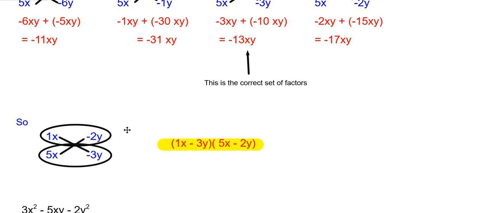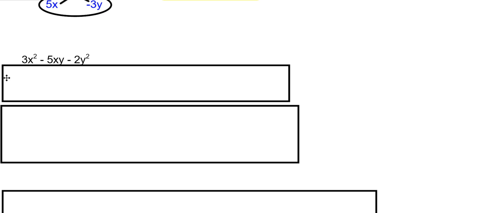I'm going to draw my circles, and it's going to give me an answer of 1x minus 3y times 5x minus 2y. Remember, when you are factoring trinomials, you can always use the distribution property. You can multiply it out, combine like terms, just to make sure your answer is correct if you're worried about that. Last question is 3x squared minus 5xy minus 2y squared.